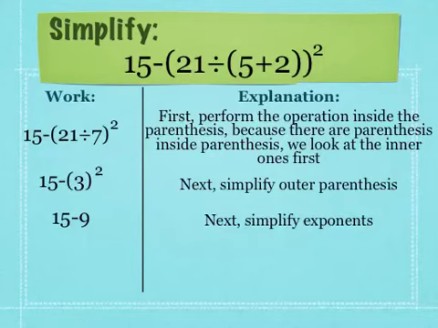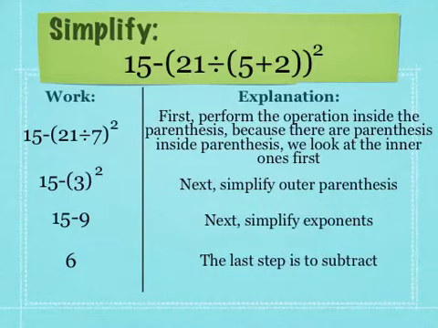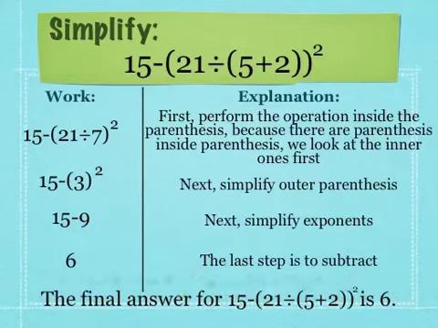And now I only have one operation left, which is subtraction. So 15 minus 9 is 6. And the last step is to subtract, would be the explanation. So the final answer for 15 minus 21 divided by 5 plus 2 squared is 6.